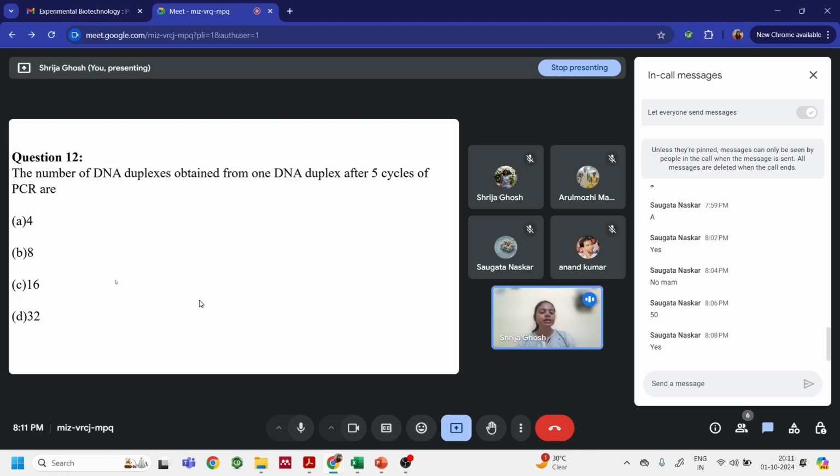After one cycle we are getting 2. Out of one double stranded DNA we are getting 2 double stranded DNA. So after 5 cycles, how many double stranded DNA will we get? Do we have 10 as options, Agata?